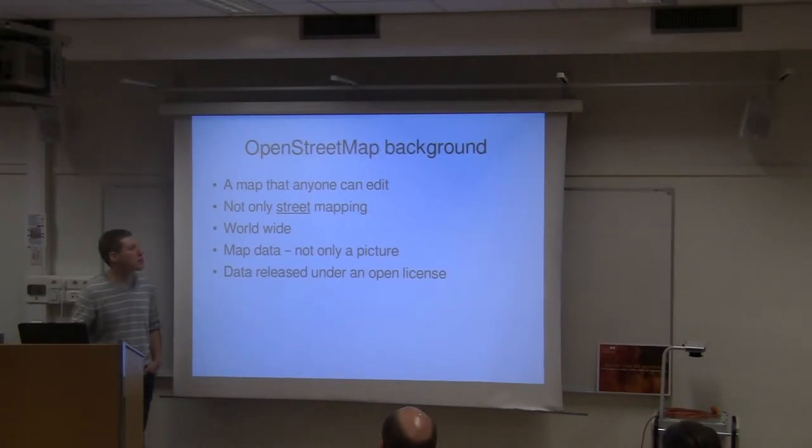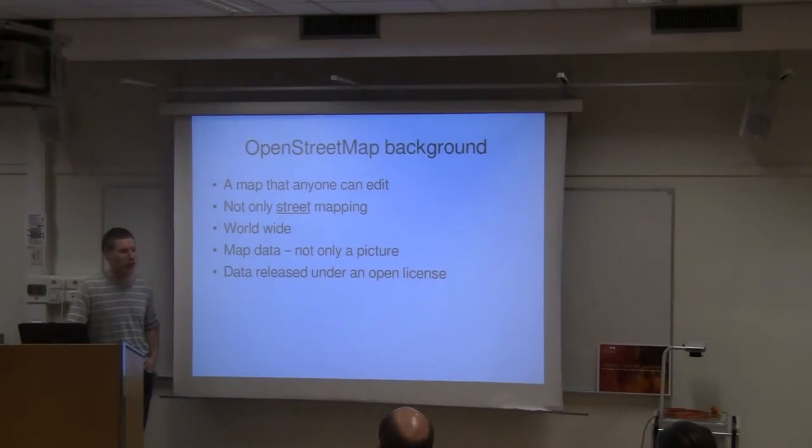But it's not only street mapping. I actually don't know why this name was selected, but anyway, we have this name now. It's mostly streets, and streets are easy to map, but people add any geographical data, not only streets or data that you can see on the street, but also paths in a forest and lakes and most anything that you can find on a map. It's a worldwide map. It's not limited to any special area.